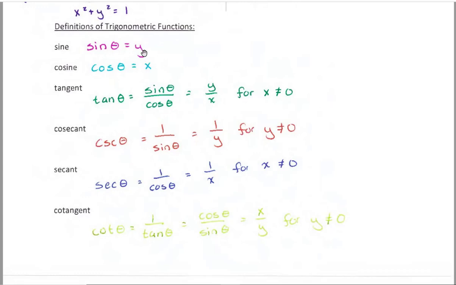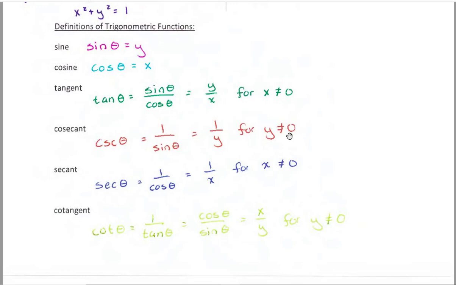Once you know sine is y and cosine is x, then you can find the tangent, which is sine divided by cosine. Well, since sine is the y value and cosine is the x value, we get y over x. But of course, x can't be equal to 0 because we know we can't divide by 0. The cosecant is the reciprocal of sine. So that's going to be 1 over the sine of theta, which we said was y, so the cosecant is 1 over y, and again, y can't be equal to 0.